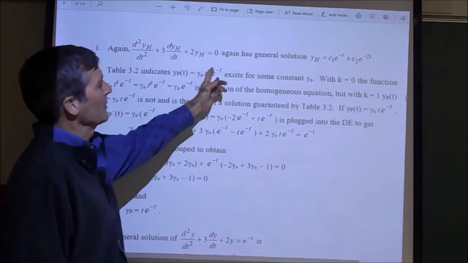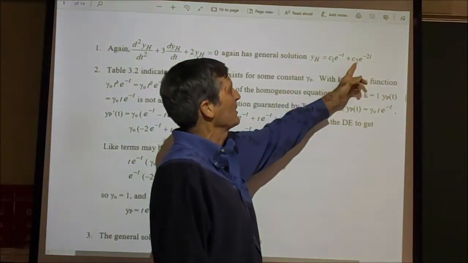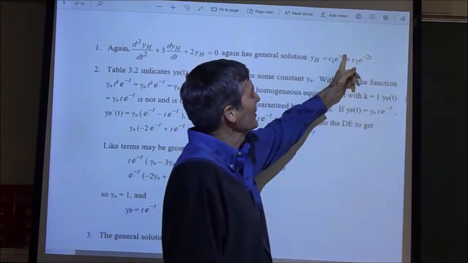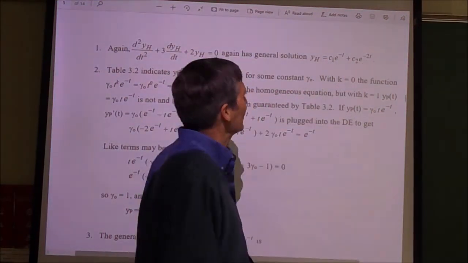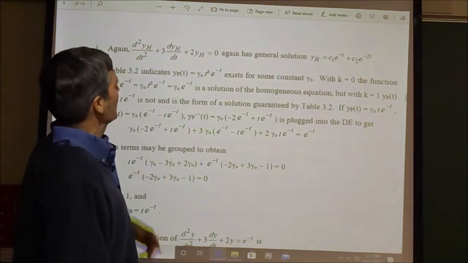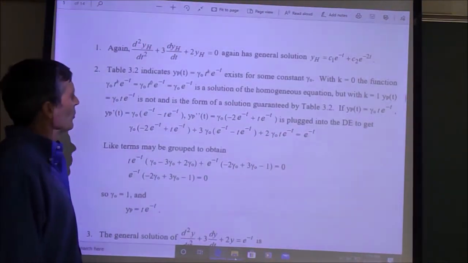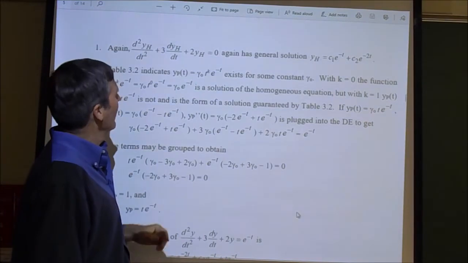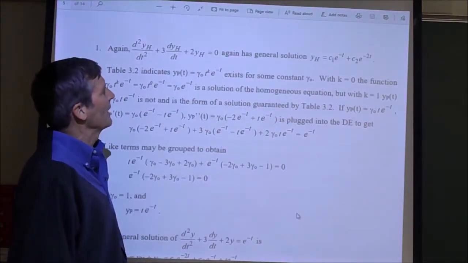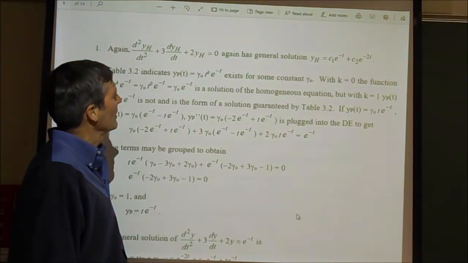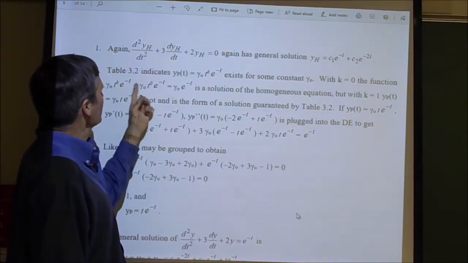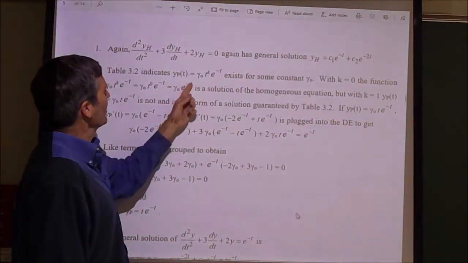Once again, the general solution of the homogeneous problem is c1 e to the minus t plus c2 e to the minus 2t. I can't talk that fast, guys. It's the same left-hand side equals 0, so it's the same homogeneous problem. The right-hand side from the table has to be, as before, gamma 0 e to the minus t times t to the k for some constant gamma 0. Now with k equals 0, this particular solution comes out to be gamma 0 e to the minus t.